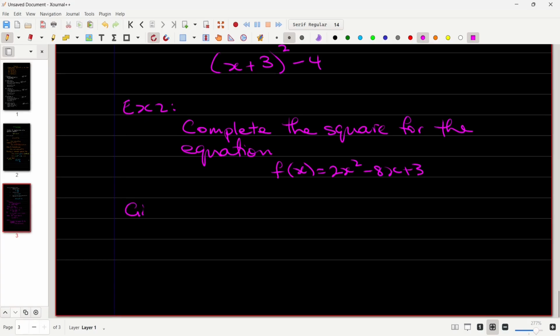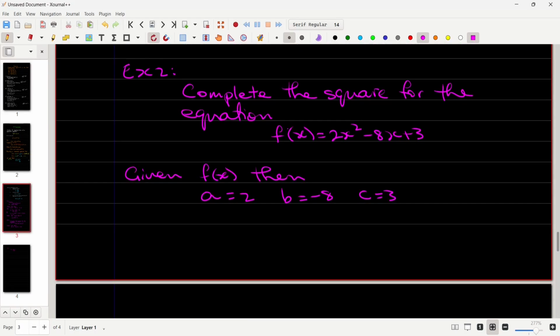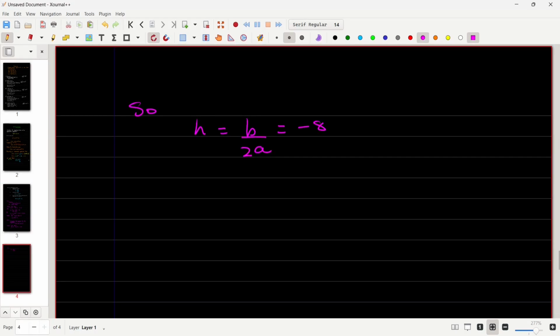So given that f of x, then we know that a is equal to 2, b is equal to minus 8, and c is equal to 3. From there, we need to work out the value of h and k. So we're going to say that h, and I'm not going to write back the formula. Well, let me write back the formula. B over 2a, and b is minus 8, and a is 2. So b is minus 8 into 2 into negative 2. And working that out, we'll get here 4. 4 divided by 2 is simply 2.